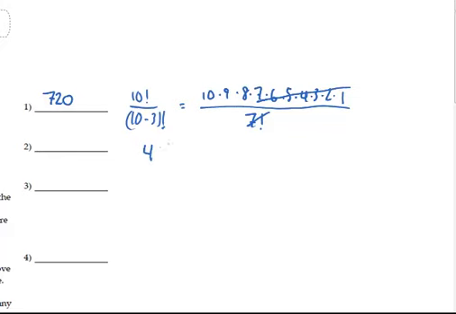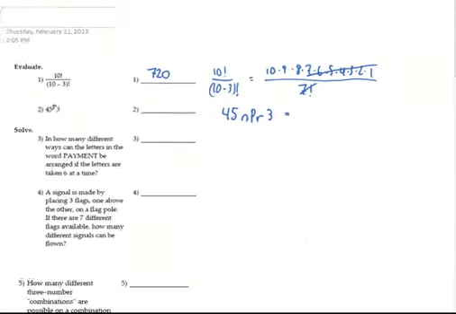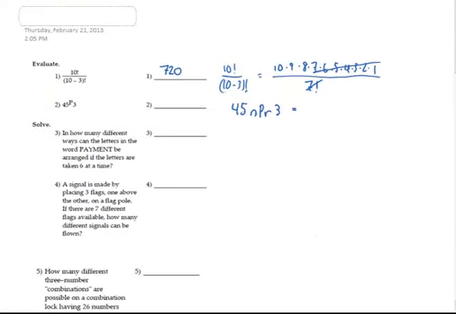The next one is 45 things taken 3 at a time, where order is important. So on your calculator you would do 45 NPR 3, and that would amount to 85,140.